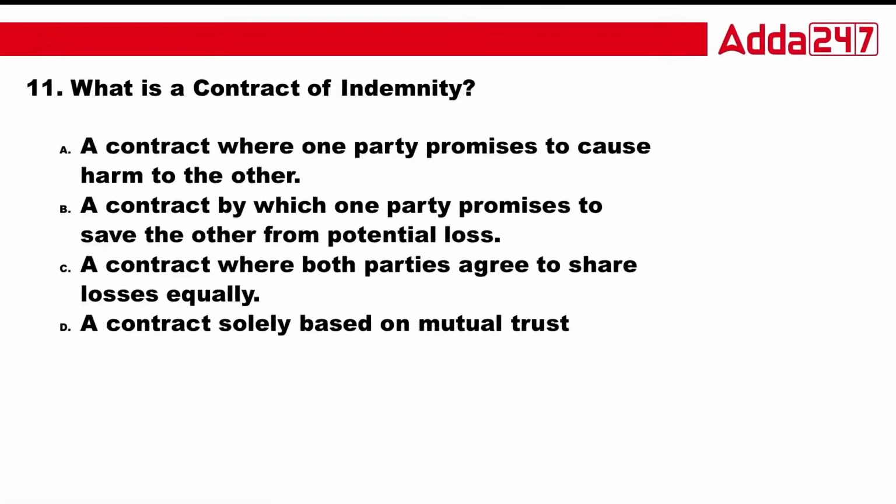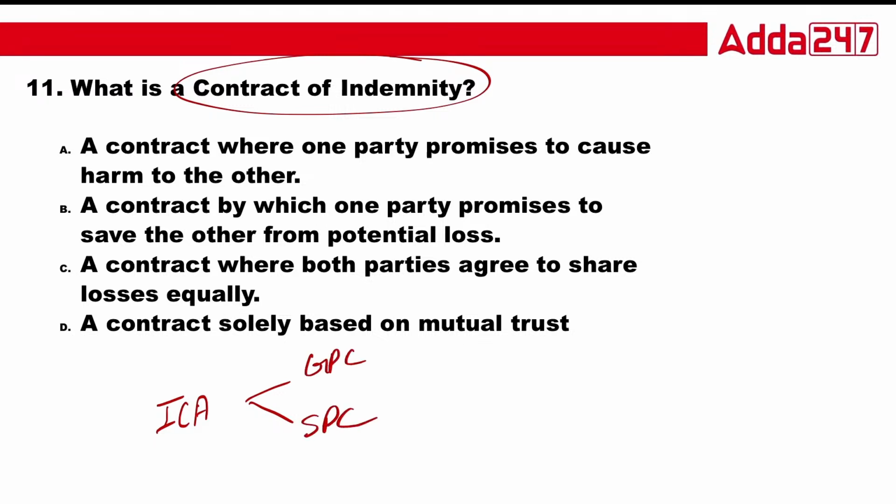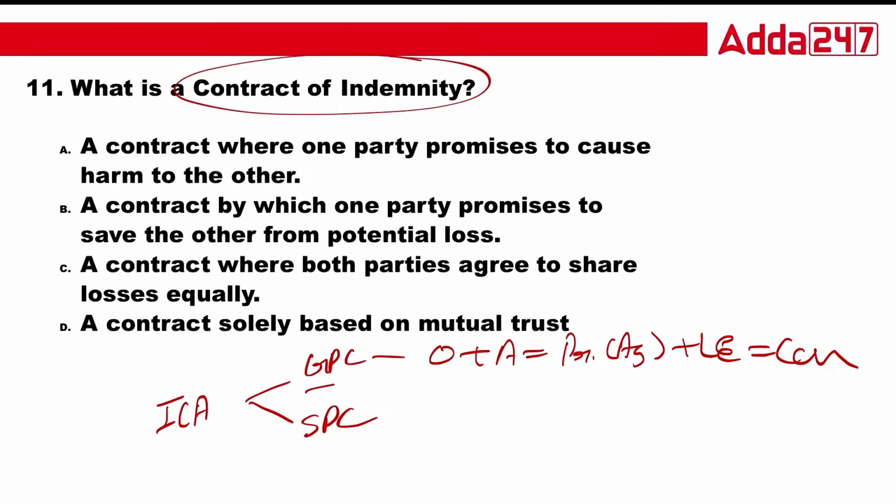Okay, next. What is a contract of indemnity? See class, as we know that in the Indian Contract Act, there are two basic things: general principle of contract and special principle of contract. General principle of contract: offer plus acceptance is equal to promise, in legal terms agreement, plus law enforcement is equal to contract. That is the basic formula of contract. Special principle of contract, in which we have to study indemnity, guarantee, bailment, pledge and agency.